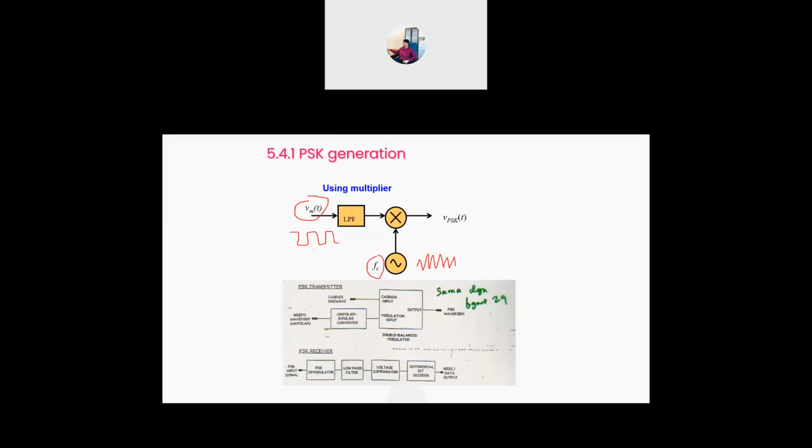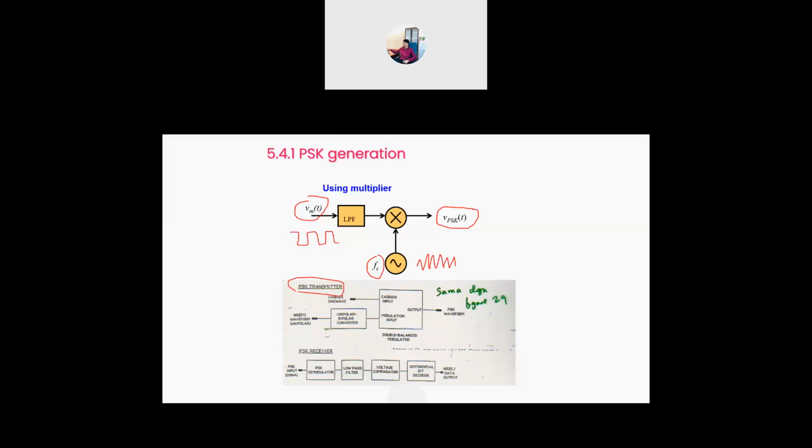Then our FM, then mix, then you will get your VPSK. Okay, so this is just a block diagram. So this one is the more specific block. Okay, so if you see here, this one is your PSK transmitter.